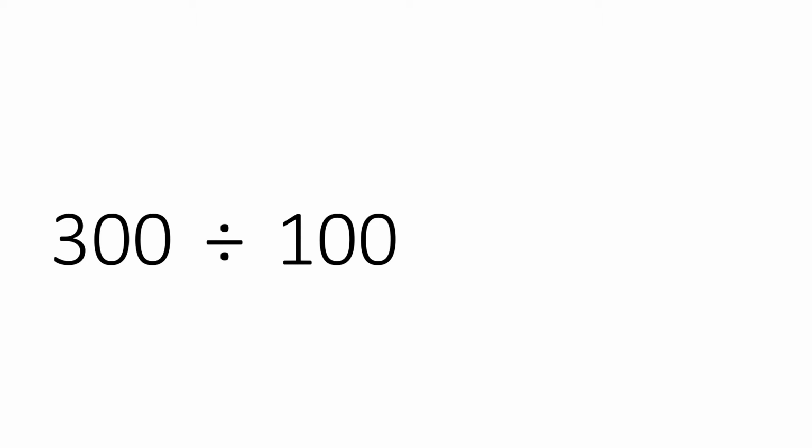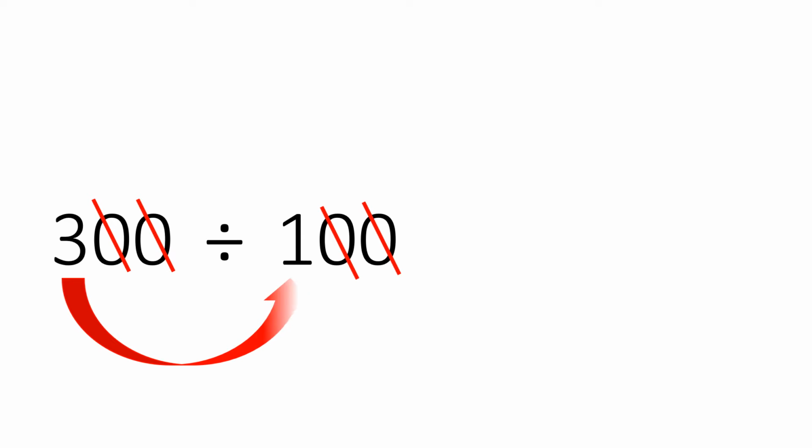We have 300 divided by 100. A trick when dividing with zeros, and this is something you should put in your bag of tricks, is you cancel the zeros, the equal amount of zeros on both sides. So we have two zeros on one side and two zeros on the other side. And that leaves us with 3 divided by 1, and the answer is 3.